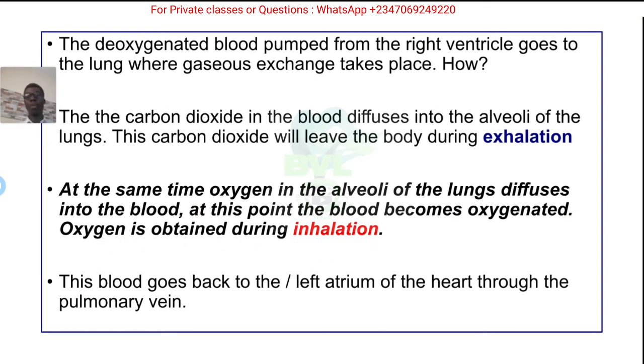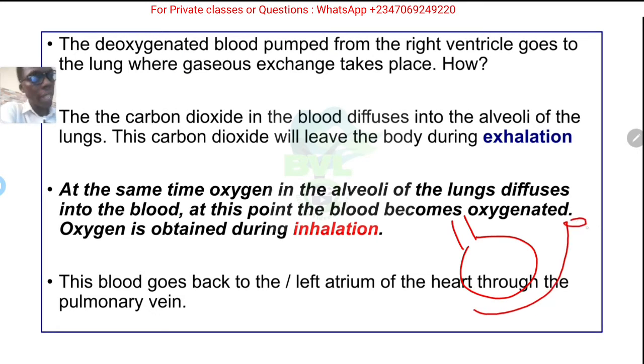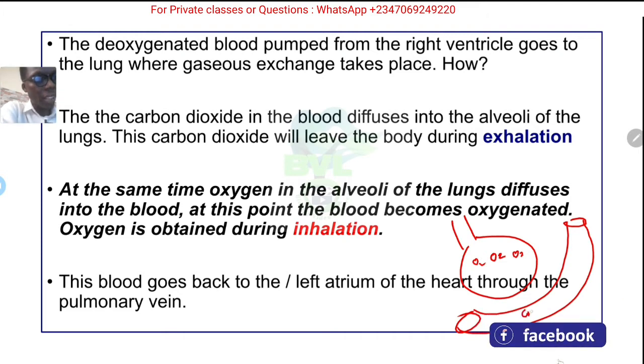It's that simple. So what we're trying to say is this. This is the alveolus. This is the blood capillary surrounding it. Like that. So oxygen is sufficient, there is much here, and carbon dioxide is a lot here.